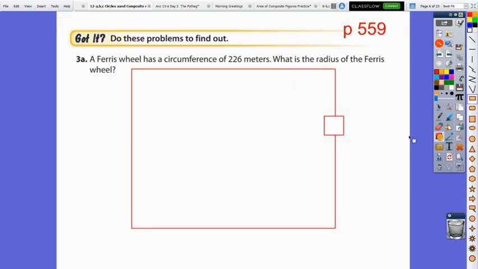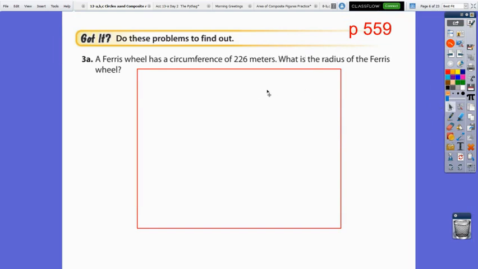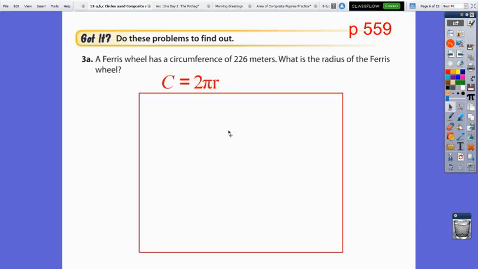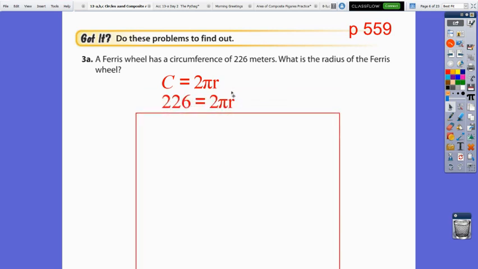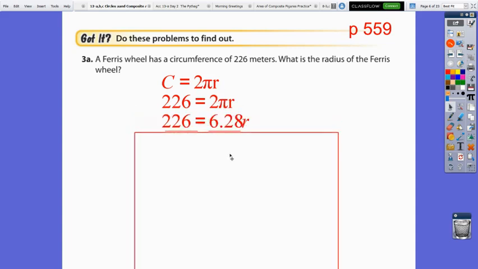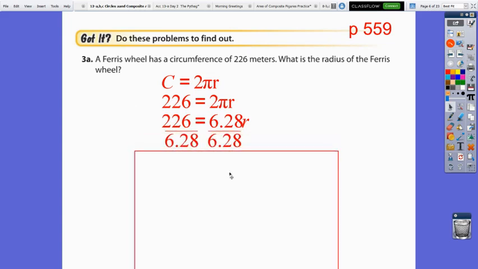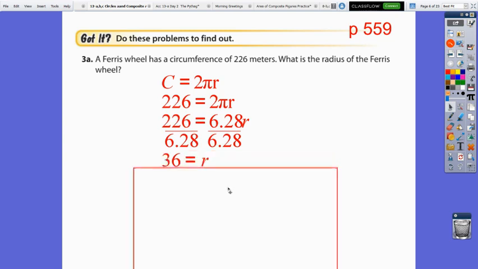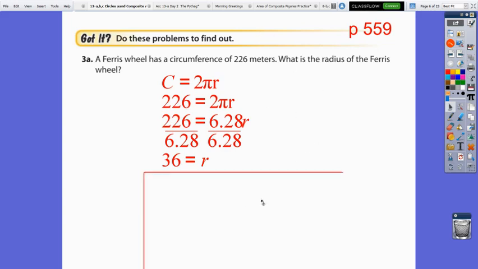So here is an additional problem. A Ferris wheel has a circumference of 226 meters. What is the radius of the Ferris wheel? So since you're looking for radius, you can use the C equals 2 pi r formula. Substitute in the known values. C is 226. Then to get r by itself here, this is basically a one-step multiplication equation. Divide both sides by 2 pi, which is about 6.28. 226 divided by 6.28 is about 36. So the radius of the Ferris wheel is 36 meters. So you should be able to do this type of problem.